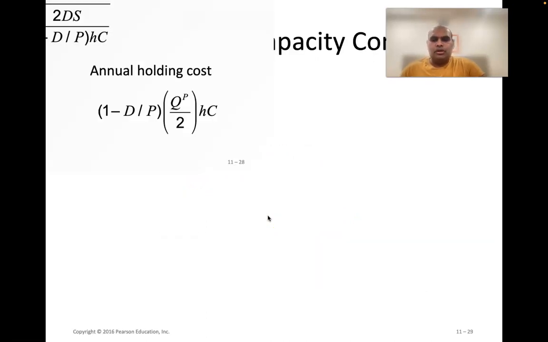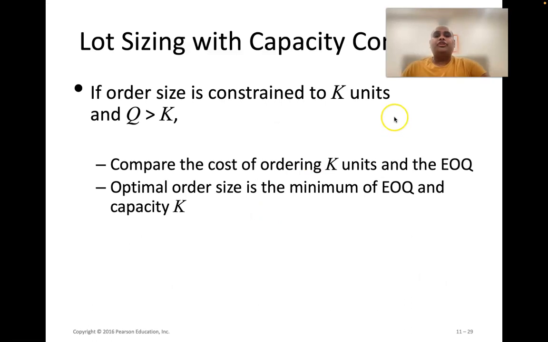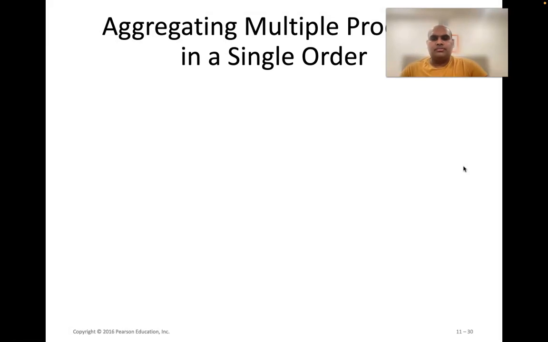And one last thing we'll talk about in this video is what you do when you are lot sizing with a capacity constraint. If the order side is constrained by K units and the optimal order quantity is greater than K, then you have to compare the cost of ordering K units and the EOQ. So you have to do an ad hoc comparison: what if I order Q versus what if I order capital K? Whichever has a lower cost, that's the one you'll pick. It's a simple comparison.